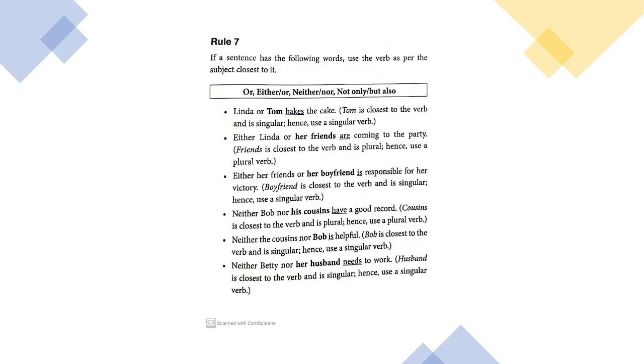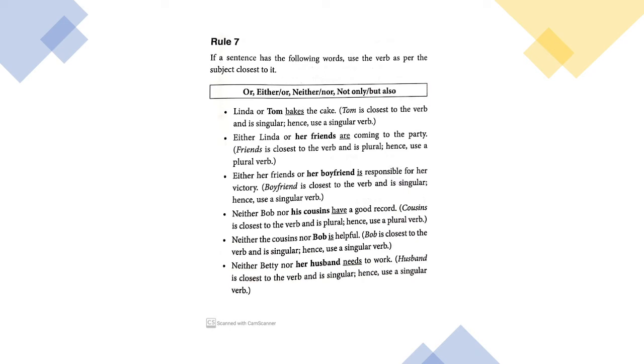Rule number 7. If a sentence has the following words, use the verb as per the subject closest to it. Or, either, or, neither, nor, not only but also. For example, Linda or Tom bakes the cake. Tom is closest to the verb and is singular, hence use the singular verb. Either Linda or her friends are coming to the party. Friends is closest to the verb and plural, hence use the plural verb.